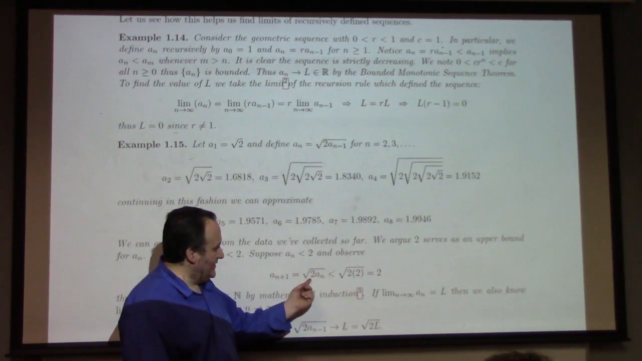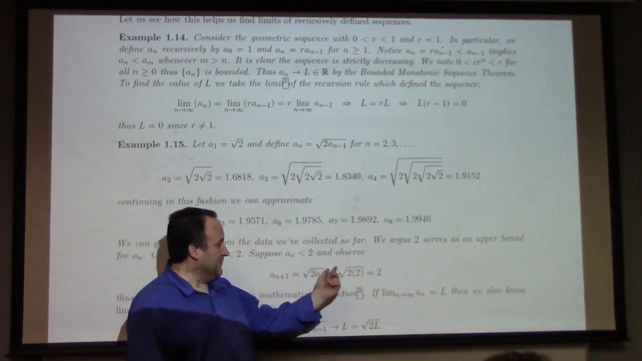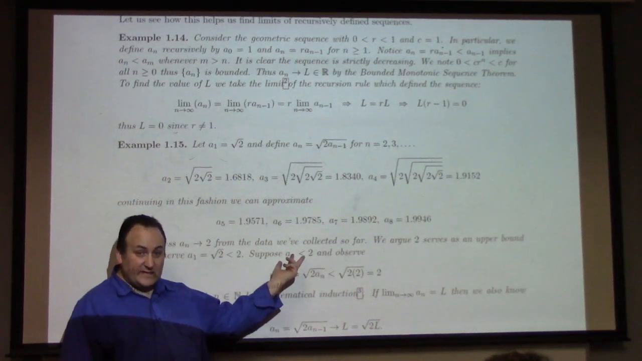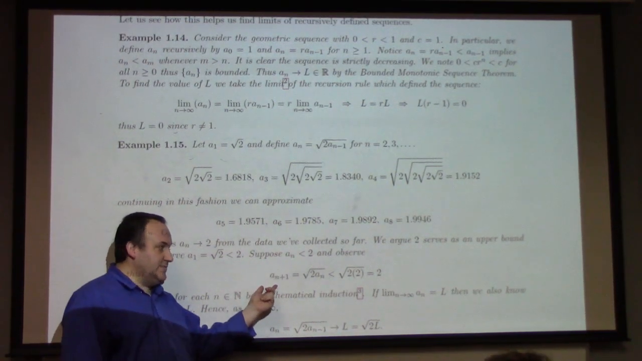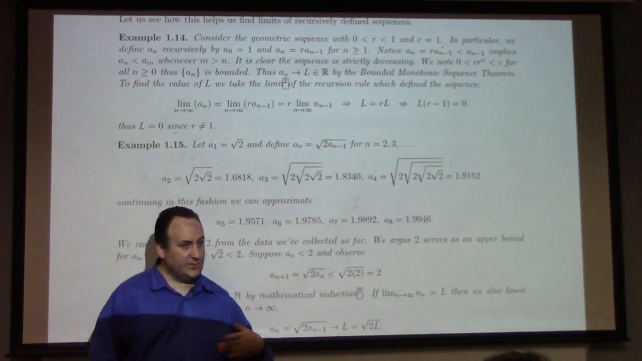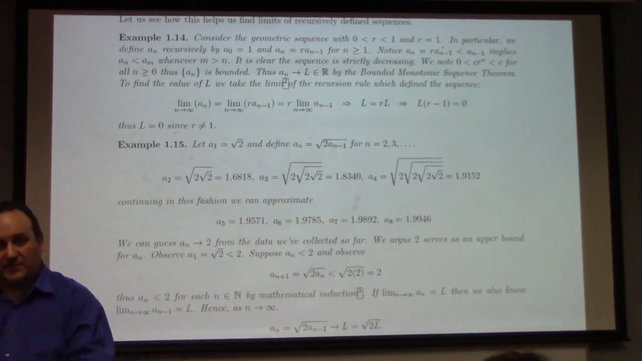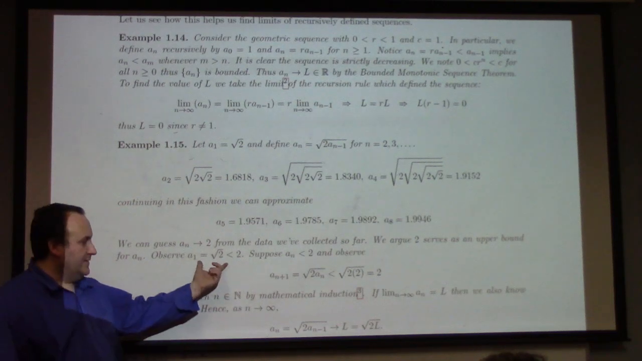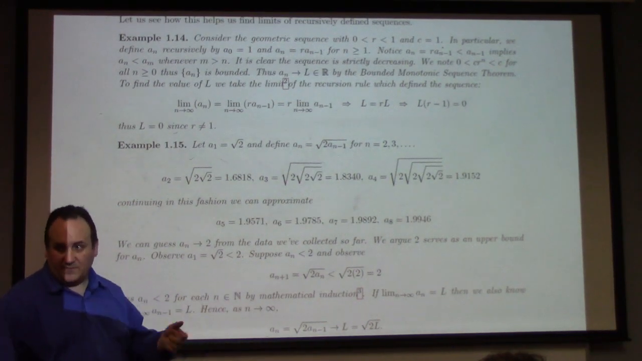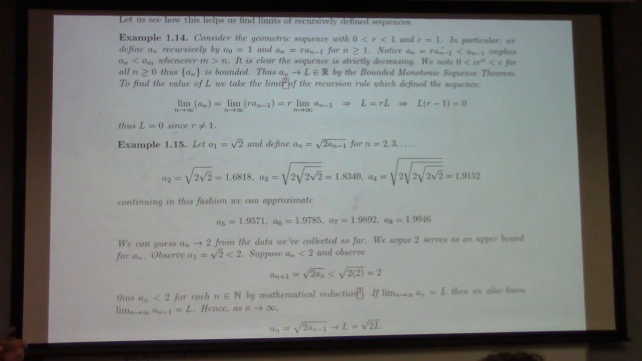Anyway, my point is that this is less than the square root of 2 times 2 by assumption, right? I'm assuming that a sub n is less than 2. So if a sub n is less than 2, that implies that a sub n plus 1 is less than 2 as well. But n was arbitrary. This means that a sub n is less than 2 for all n. This proof I'm giving you is called a proof by mathematical induction. You assume something's true for n. You show it's true for n plus 1. If you've also shown that it's true for the base case, then that means that you've proved it for all n, right?